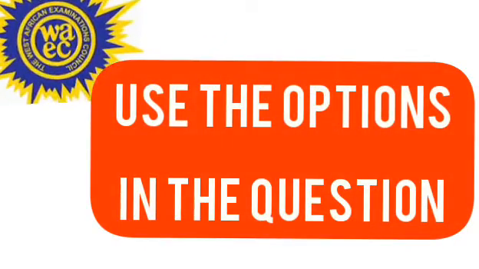Tip number 6. Use the options in the questions. If you are confused and unsure as to what to do, then try using the words provided in the alternatives in the question. This may help you get a hint about which alternative to choose or which alternative is correct.